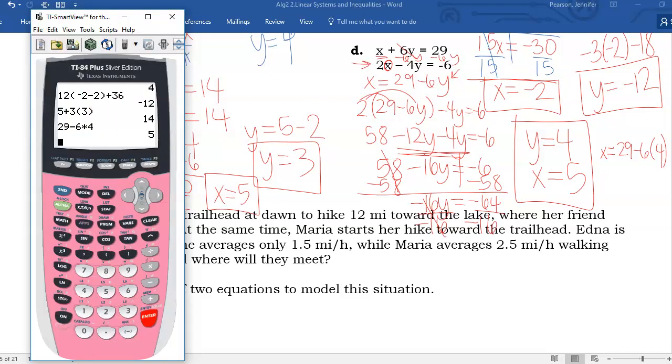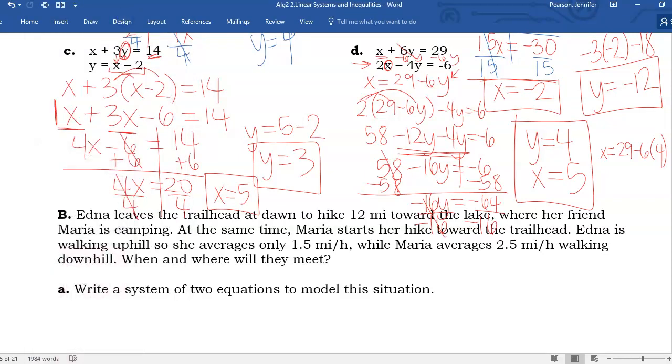Okay, so that is 2 times x, which is 5, minus 4 times y, which is 4. And I'm hoping to see negative 6. Beautiful. Okay, this video's getting really long, so I'm going to try to speed up. Hopefully I'm not going too fast already.